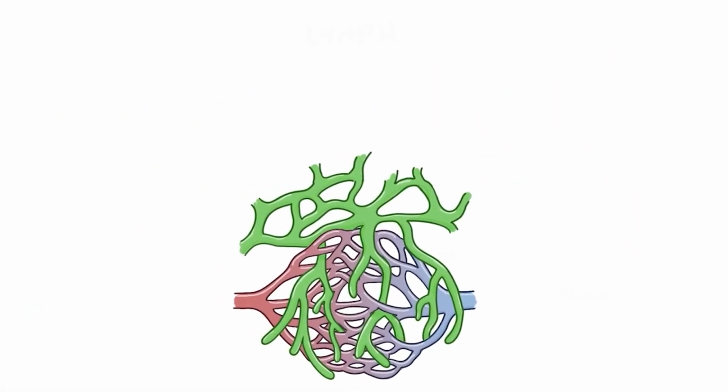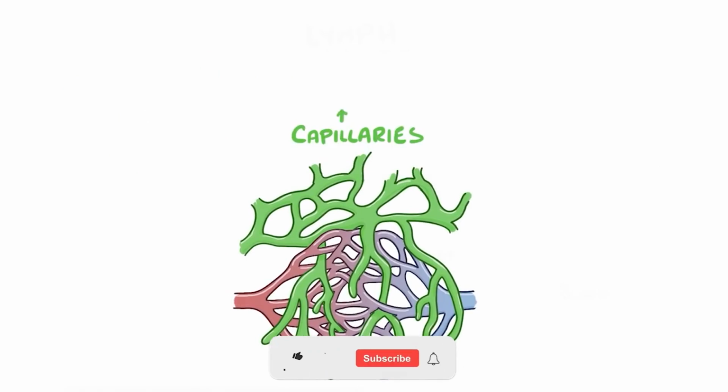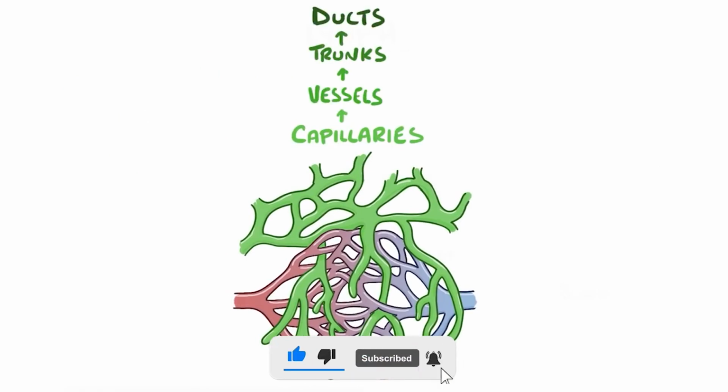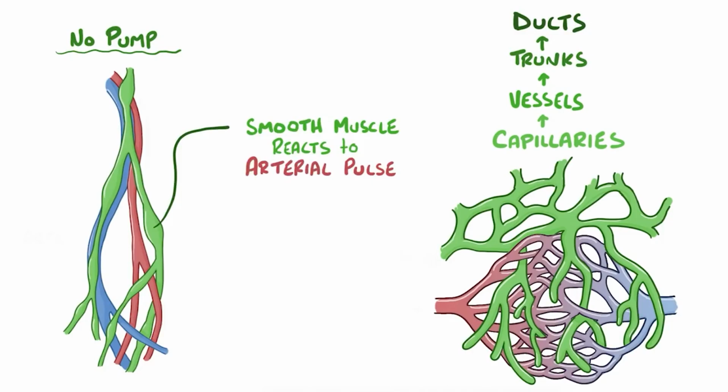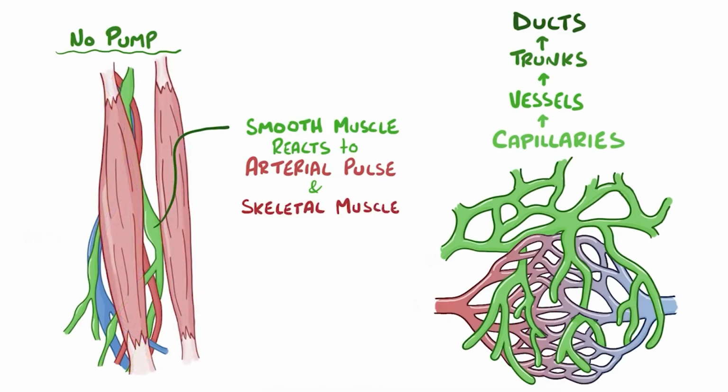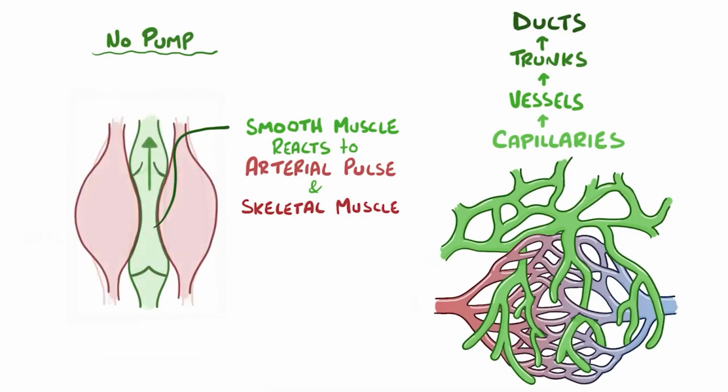Once that lymph is inside the lymphatic capillaries, it travels through bigger and thicker walled vessels, then trunks, and then ducts. There's no pump pushing lymph through the lymphatic system. Instead, smooth muscle in the lymph vessels reacts to the pulsing of nearby arteries by squeezing to get things started. And then the squeezing of skeletal muscles, which normally contract throughout the day, exerts external pressure to keep the lymph flowing along, eventually reaching a nearby lymphatic trunk. To keep the lymph from sliding backwards, the lymphatic vessels have valves just like the veins do.